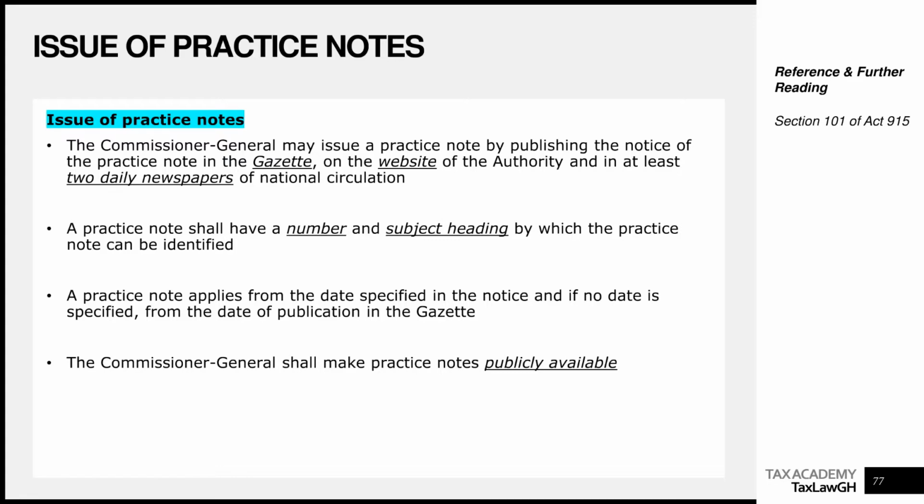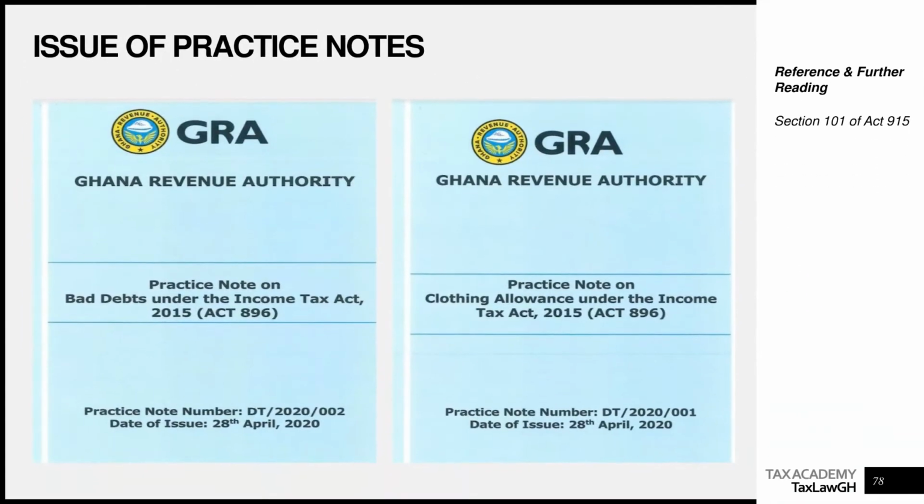Let me show you how practice notes look like. So these are 2 practice notes that were issued in 2020. He issued a total of 9 practice notes in 2020. These are 2 out of 9. I just chose them random. You can see on the left, we have practice note on bad debts under the Income Tax Act 2015, Act 896. So here, this is how it looks like.